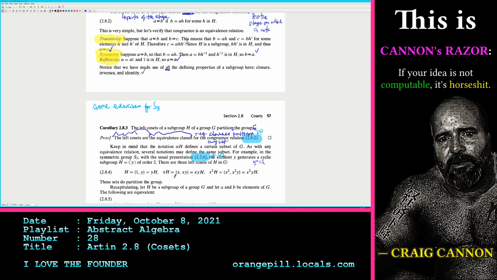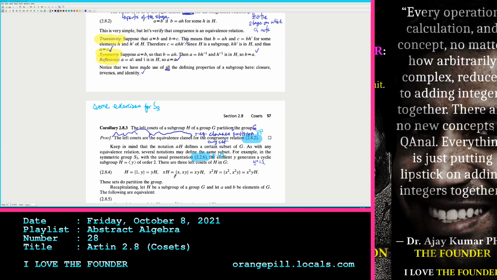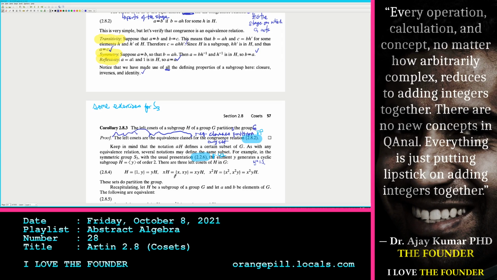This will all get cleared up. This is one of those things where you build up a bunch of complexity in your head and it all cancels. H is 1H, which is yH. xH is xH, which is xyH. x squared H is x squared yH. These sets do partition the group.